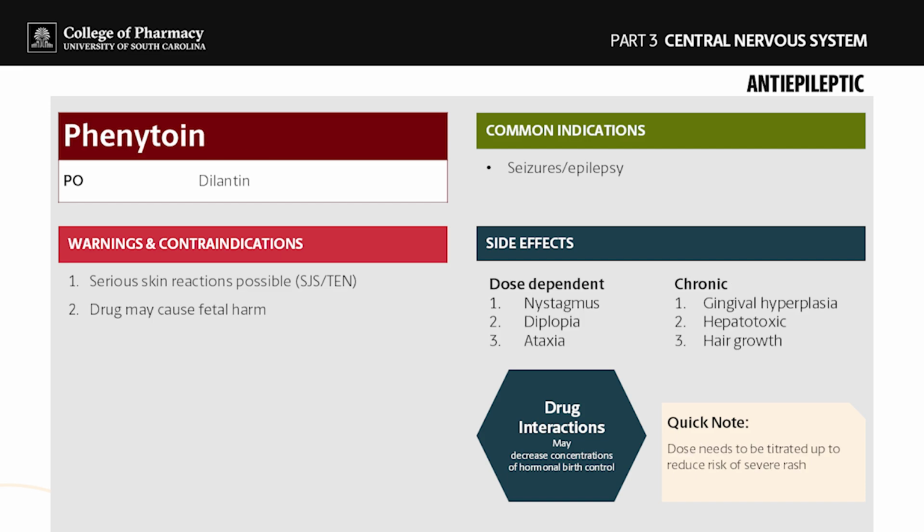Another antiepileptic is phenytoin. The brand name is Dilantin. Common indication, again, seizures and epilepsy. The dose-dependent side effects would be nystagmus, diplopia, and ataxia. Chronic side effects would be gingival hyperplasia, hepatotoxicity, and hair growth. One of the contraindications is that you could get the serious skin reactions like we've talked about before, and the drug may cause fetal harm. This, too, may decrease the concentrations of birth control pills.